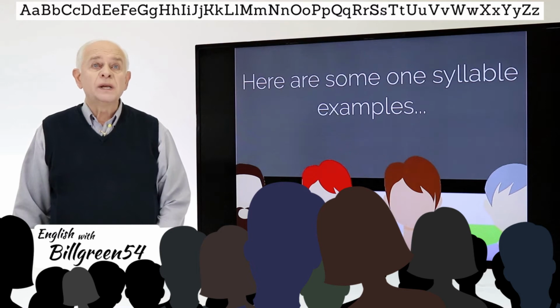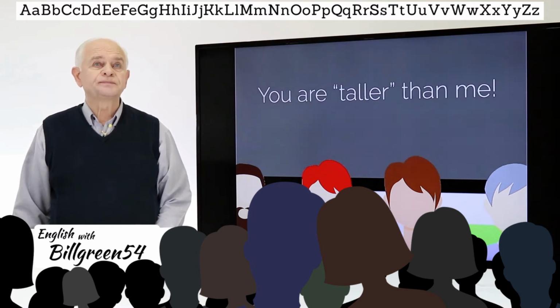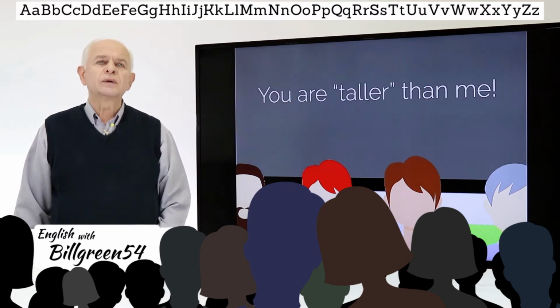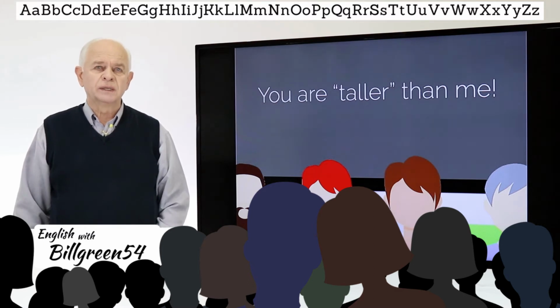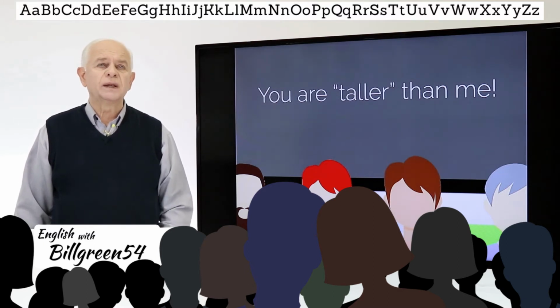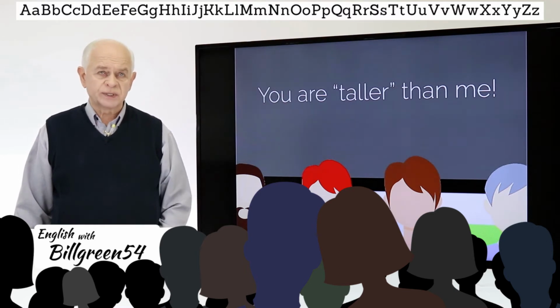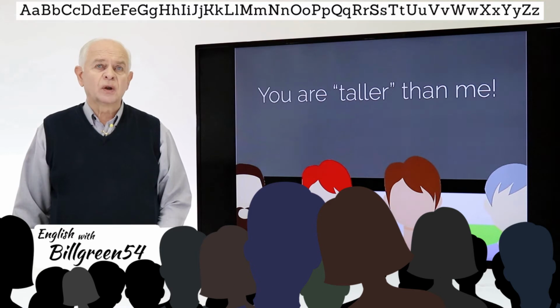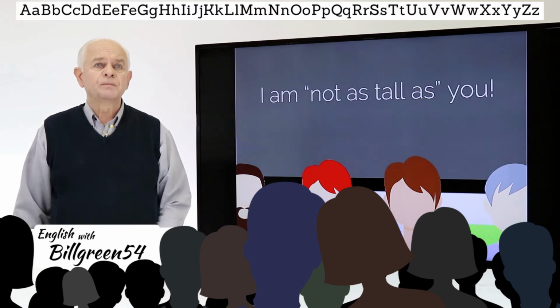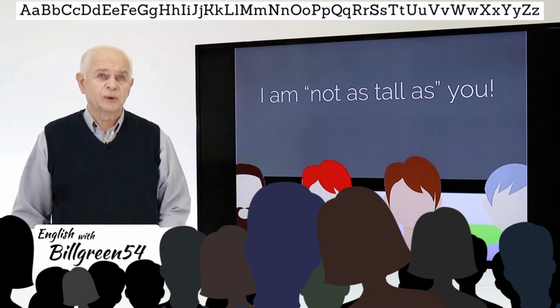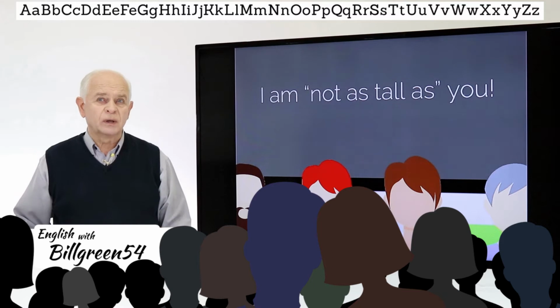Here are some one-syllable examples. Hey, you're taller than me. You see, we use the word tall, we added ER, and now we're able to describe something. You are taller than me. I am not as tall as you. Again, it's a negative, so maybe I'm just a little bit shorter, right? I'm not as tall as you, right?